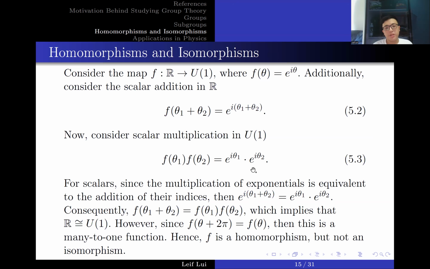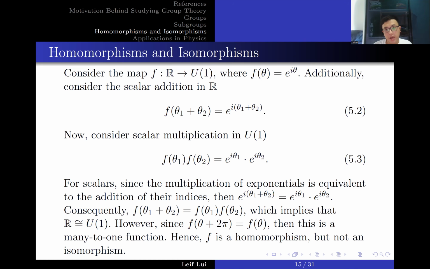But for scalars, the multiplication of exponentials is equivalent to adding their indices. So basically, equations 5.2 and 5.1 are equal. So consequently, this equation is equal to this. So f of theta 1 plus theta 2 is equal to f of theta 1 times f of theta 2, which implies that the set of real numbers is homomorphic to U(1).